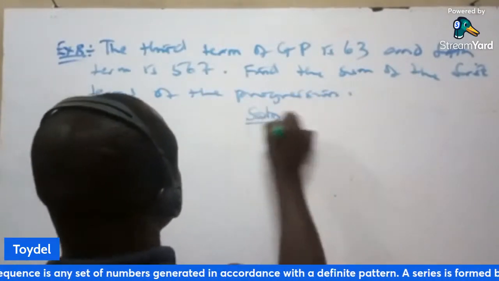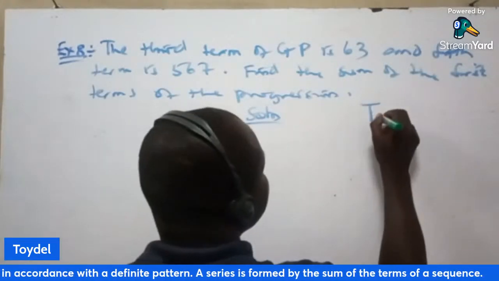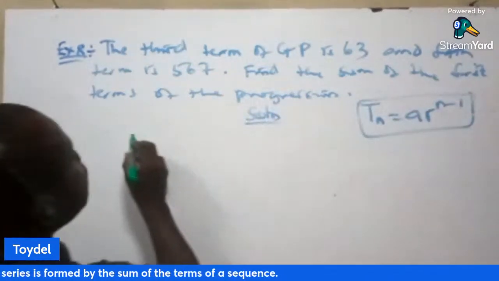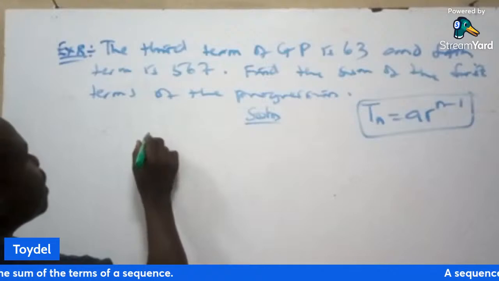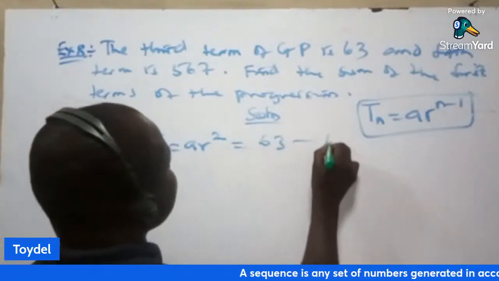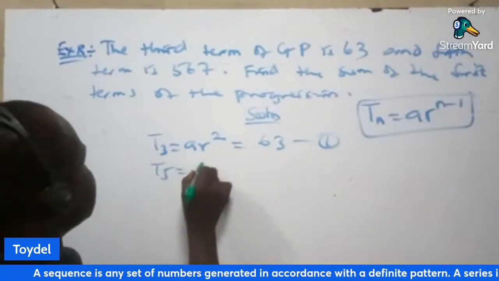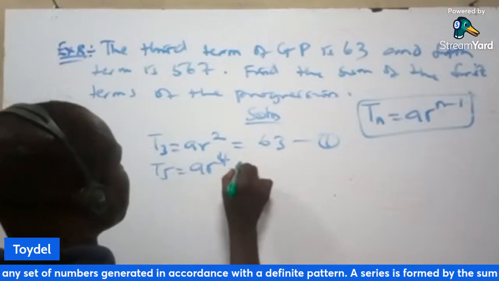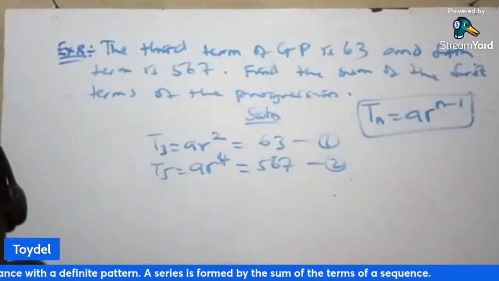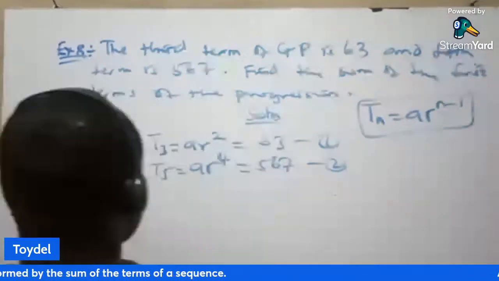So in this case, what are we given? Of course, the formula for the nth term of GP is a r raised to n minus 1. So if we are given the third, that's T3, it will be a r raised to 2, given as 63, equation 1. And we are given the fifth, T5, is given as a r raised to 4, given as 567, equation 2. So we have two equations with two variables. Of course, we know what to do. We can actually solve this simultaneously.